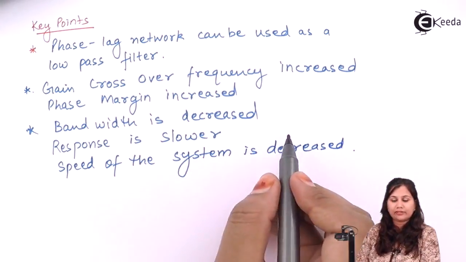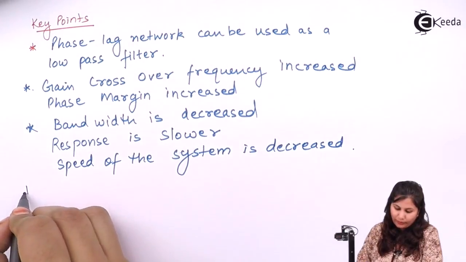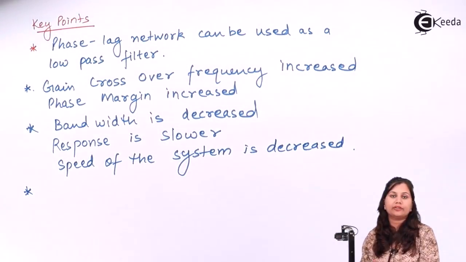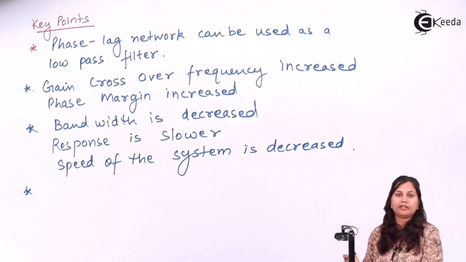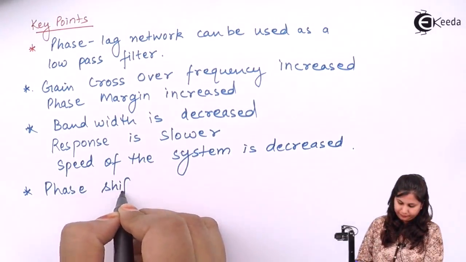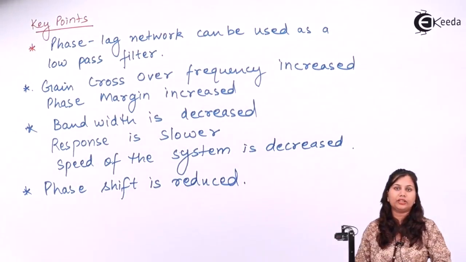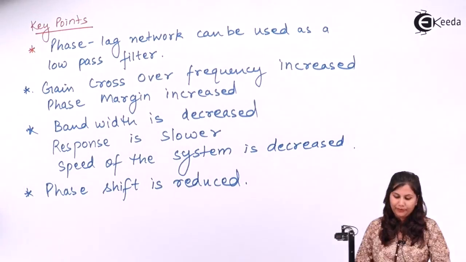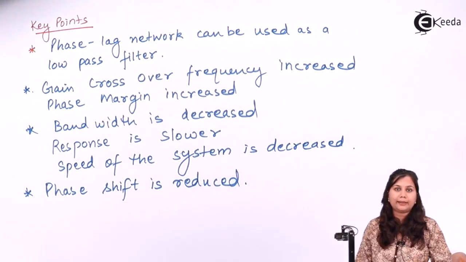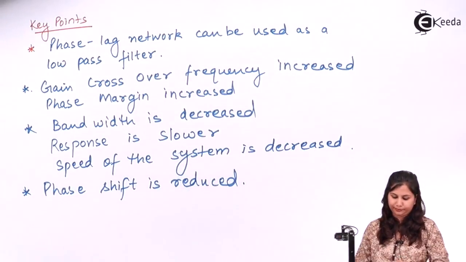So bandwidth is decreased, response is slower, speed of the system is decreased, and when this phase lag network is introduced in the system, the phase shift is reduced. So these are the characteristics of the phase lag network. Now let us study the third type of the compensator, phase lag lead compensator.